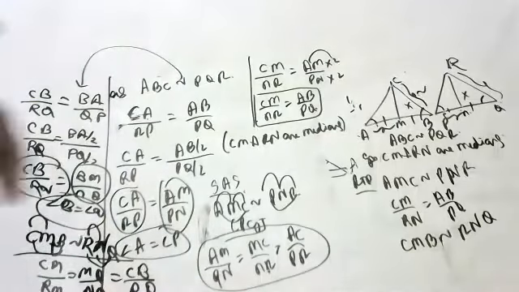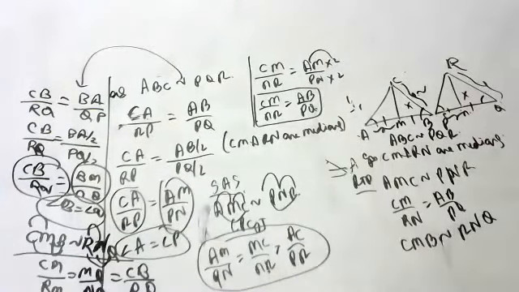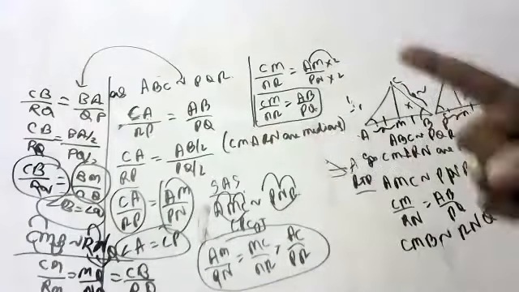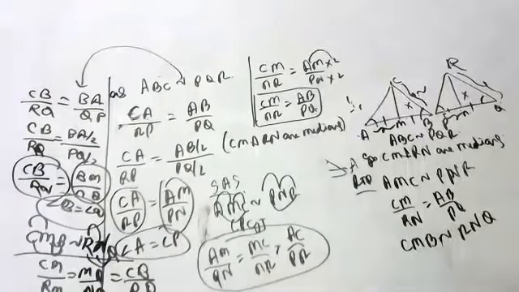This is your textbook sum only. You should know what you are doing, children, whenever you are doing the sum. I do by 2 because CM and RN are medians. What are medians? Medians divide the base into 2 equal halves. You should know that, children.